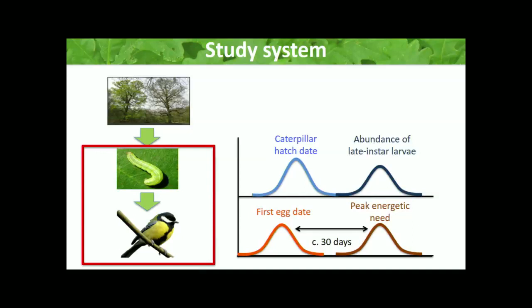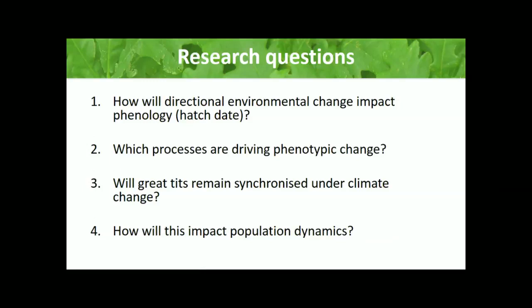So the research questions I have for this are: how will directional climate change impact phenology? In this case, I'm looking at hatch date. Which processes are driving any phenotypic change? If we do see an advance or change in hatch date, is this driven by genetic change or phenotypic plasticity that we're seeing for the interannual variations? And will great tits remain synchronized to their food resource under these new conditions? And how will any of these changes impact population dynamics?